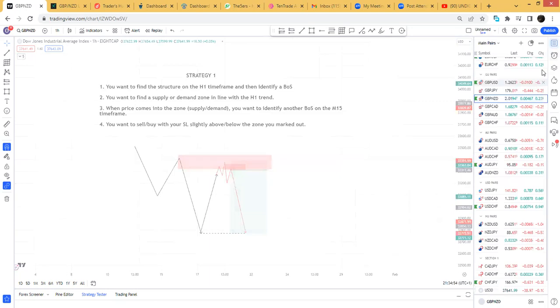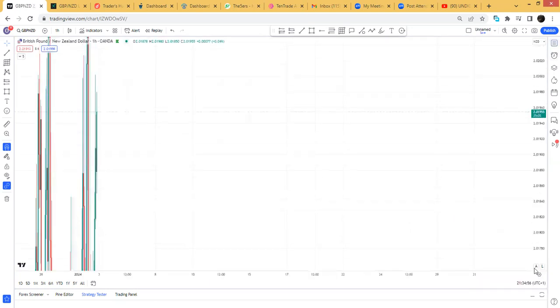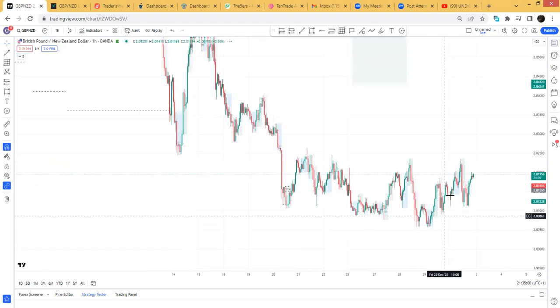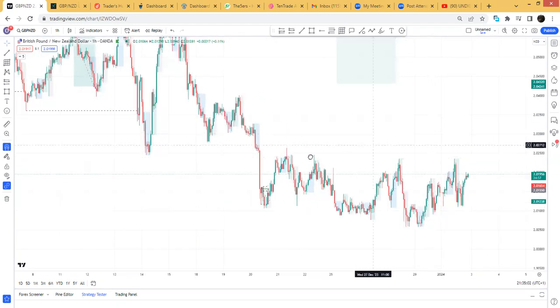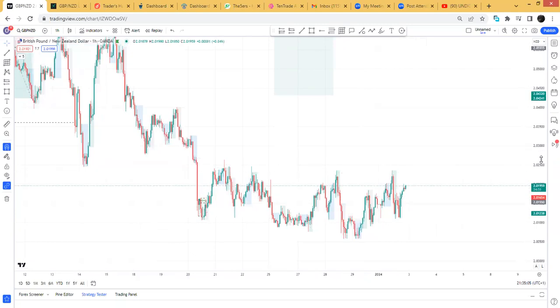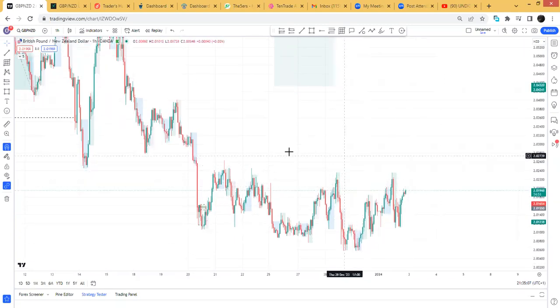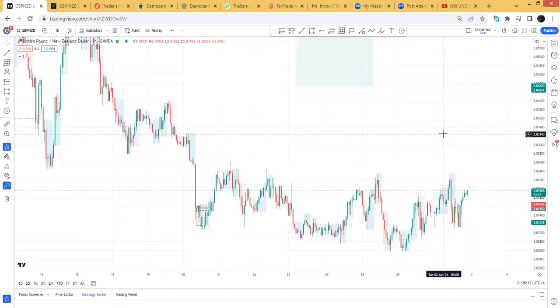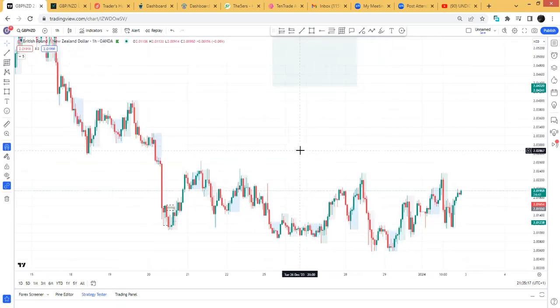Let's take GBPNZD. I'm taking this trade because someone in the mentorship spotted out this trade and he took it, right? So I'm going to use this same trade. I'm going to take price back a little bit. I hope you guys can see my screen very well. Well, let me make it slightly bigger.